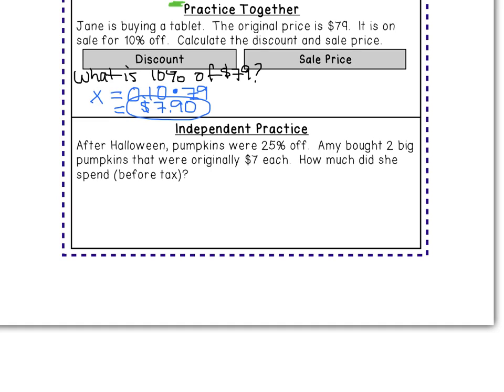To find the sale price, I need to take my original price of $79 and subtract my savings, my $7.90 from the 10% off sale. I subtract those two things and I find out that I'm going to be paying $71.10 for the tablet. How'd you do?